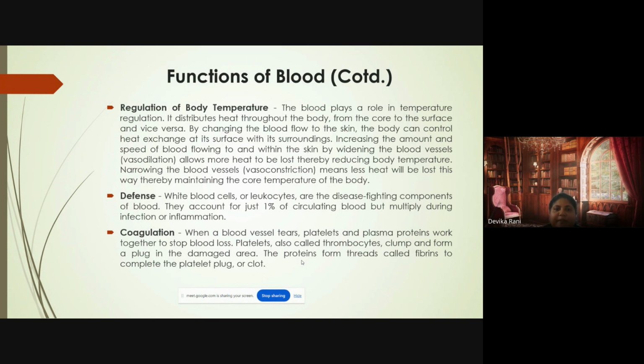Now, defense. Of course, we've read the white blood cells or leukocytes are the disease fighting components of the body. They account for just 1% of circulating blood but multiply during infection or inflammation. Coagulation, this also we've just read: when a blood vessel tears due to an injury, platelets and plasma proteins work together to stop blood loss. Platelets, thrombocytes, clump and form a plug in the damaged area. The proteins form threads called fibrins to complete the platelet plug or clot. This is something we just read. So these are the functions of blood.